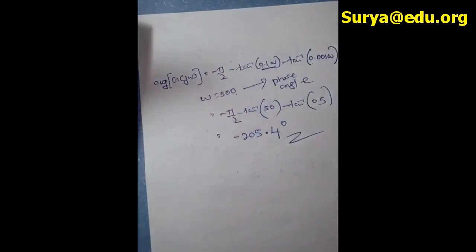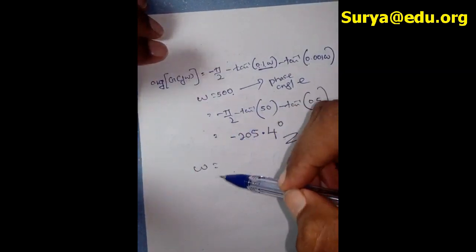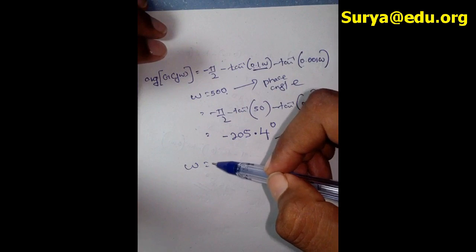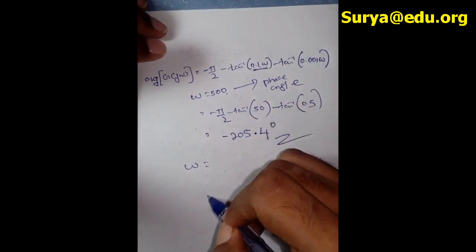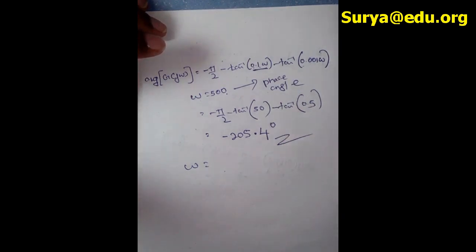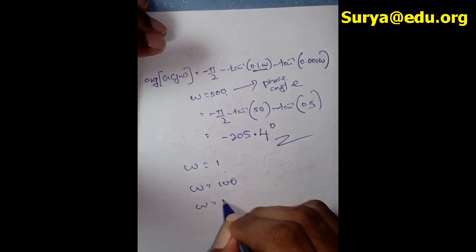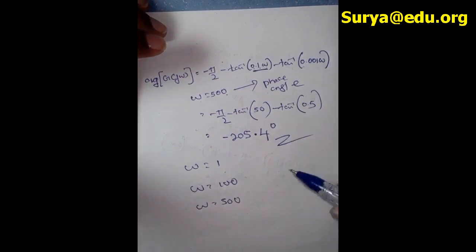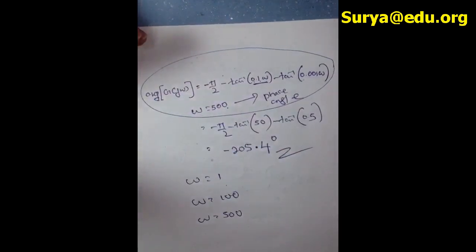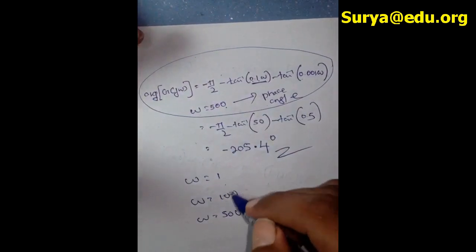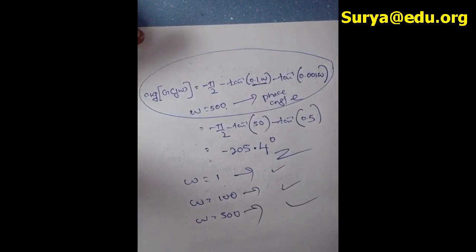So like that, by putting different values for omega, because we need to plot the phase plot, we need to obtain the values for the phase plot. So what you need to do is put some values for omega, like omega equals 1, omega equals 100, and omega equals 500. So put some values and then find the phase angle. How are you going to find the phase angle? By using this general formula, right? So by putting these values, you can find certain values for the phase angle.